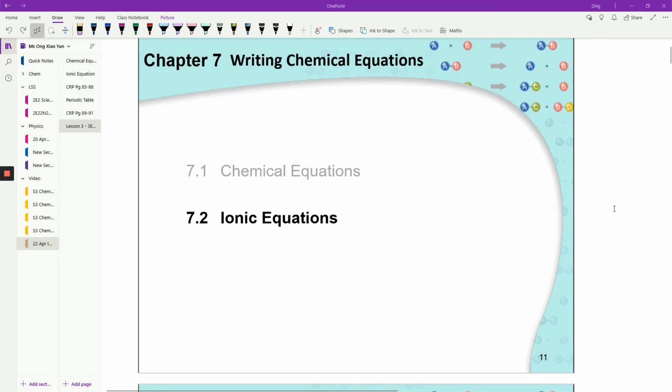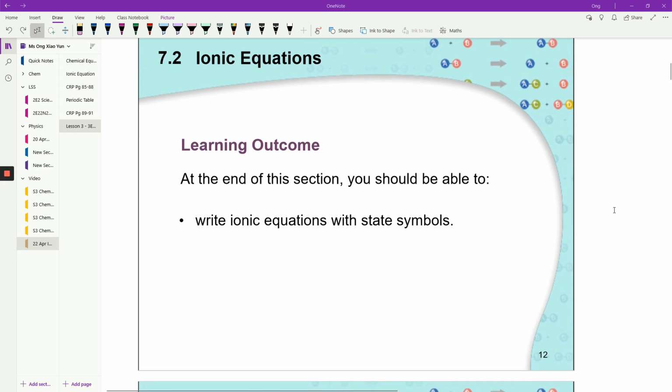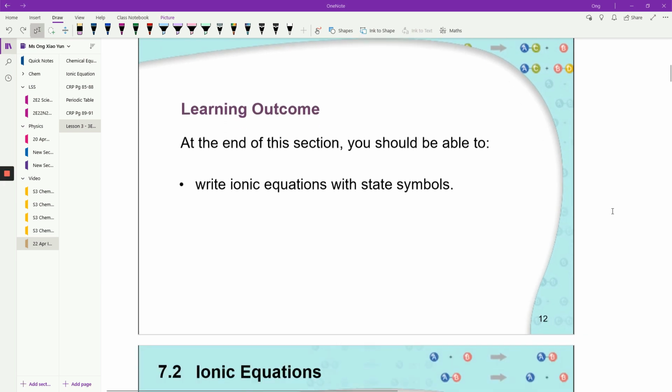We'll be looking at ionic equations. Okay, so the learning objective is to write ionic equations with state symbols.